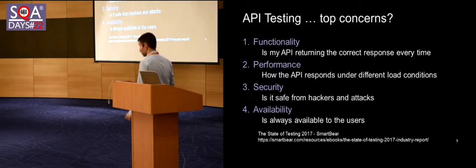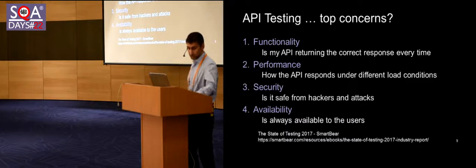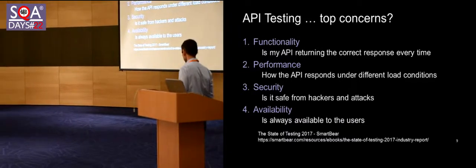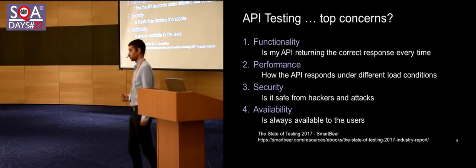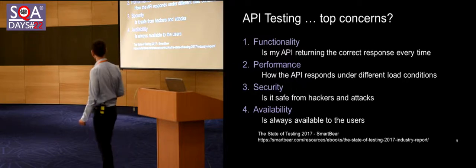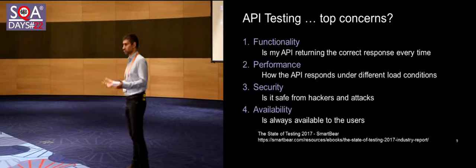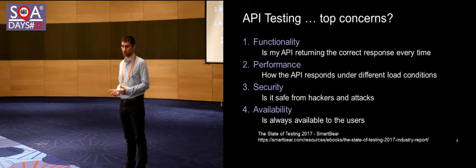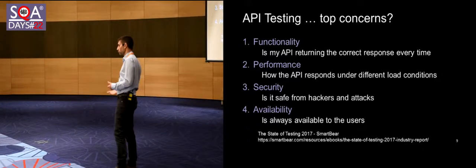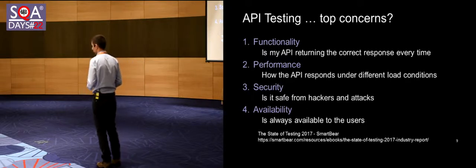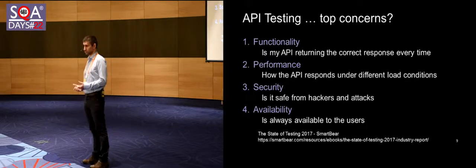So what are the main concerns when we are talking about API testing? The first one is functionality. Is my API returning the right results? This is the basic activity for a tester. You need to provide some inputs and you need to validate your expected results.